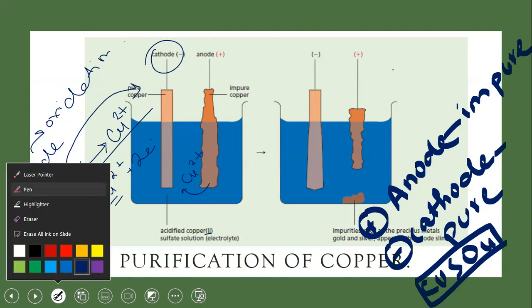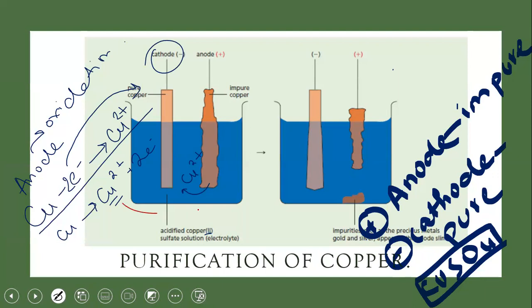It will go to the cathode, because the anode is basically dissolving. The anode is going to dissolve, it's going to break down.